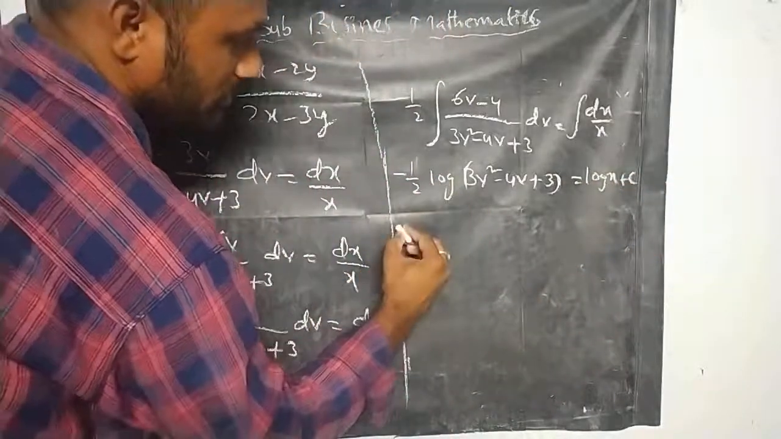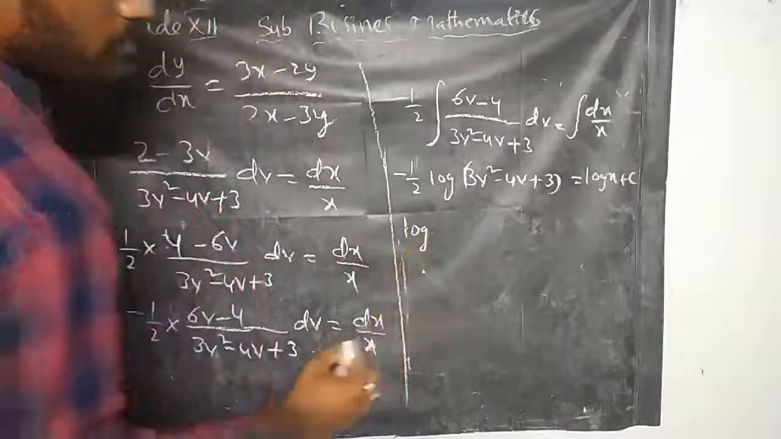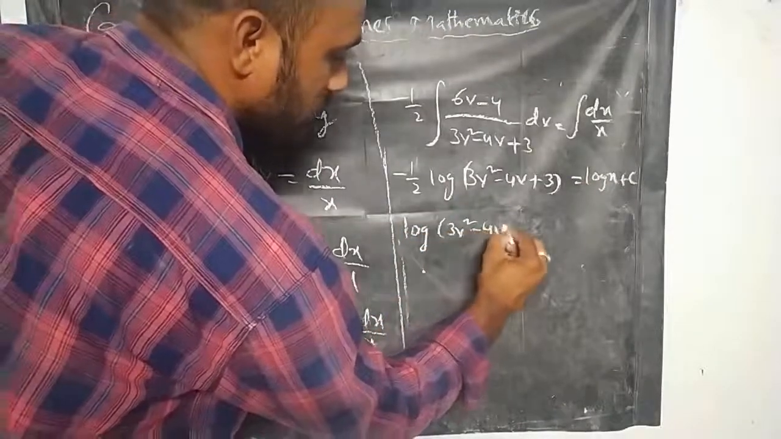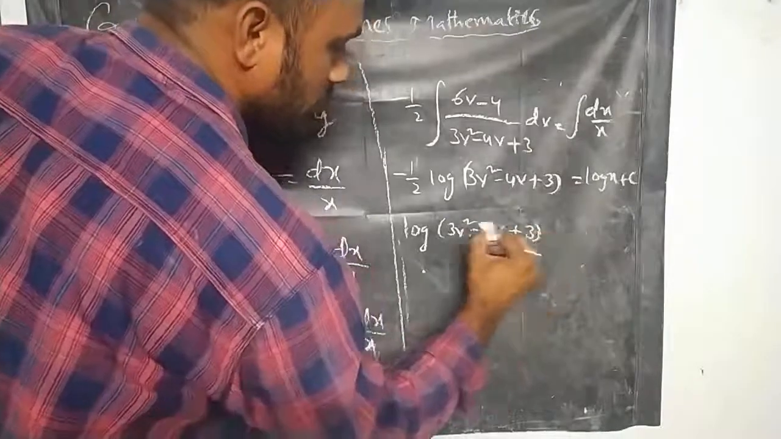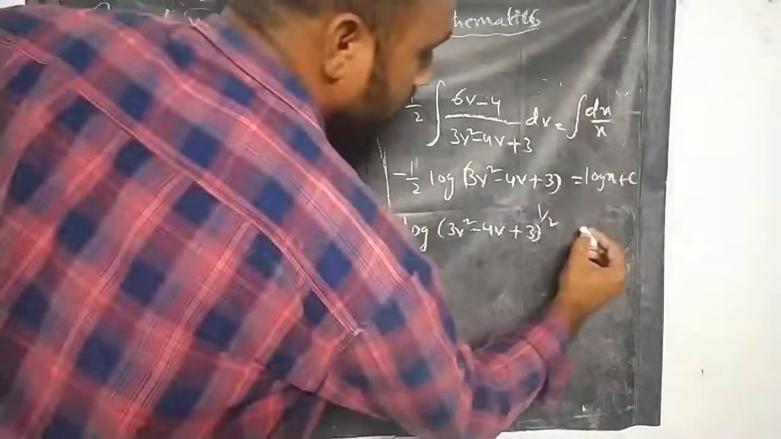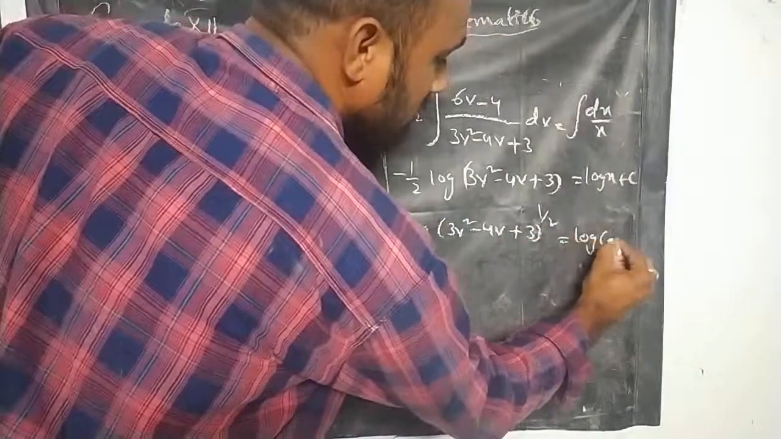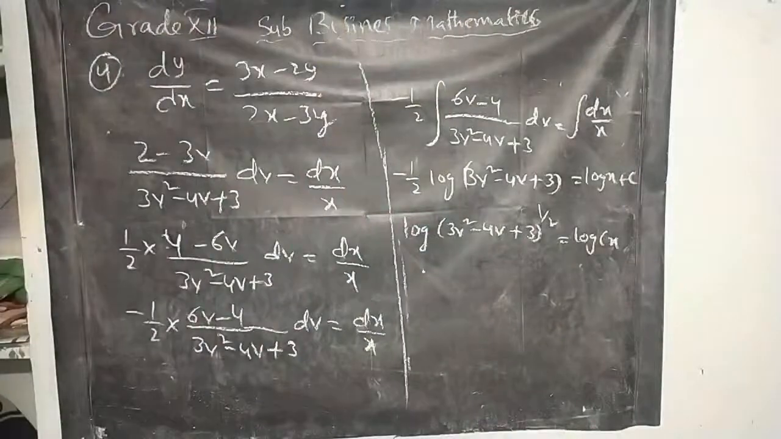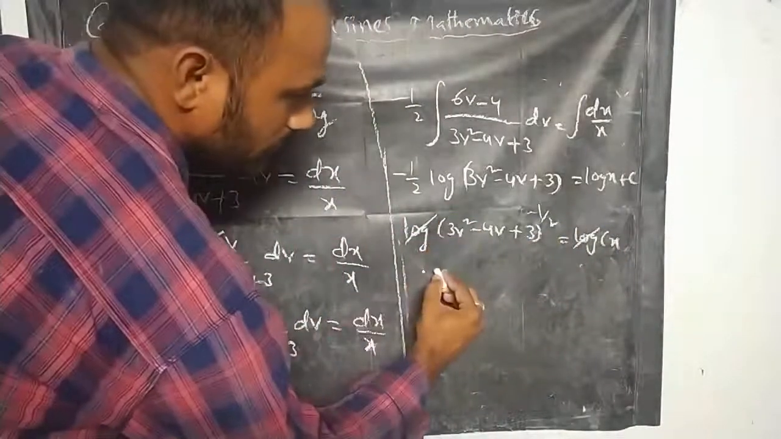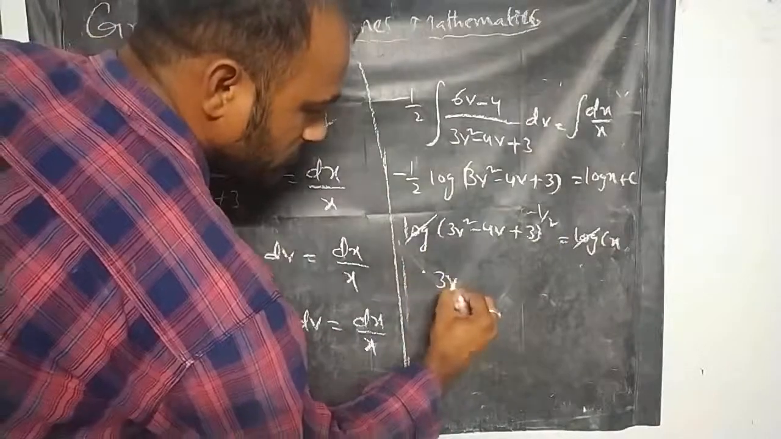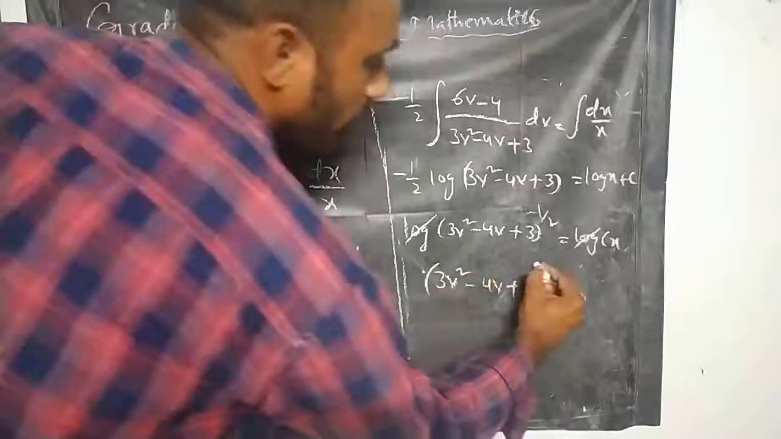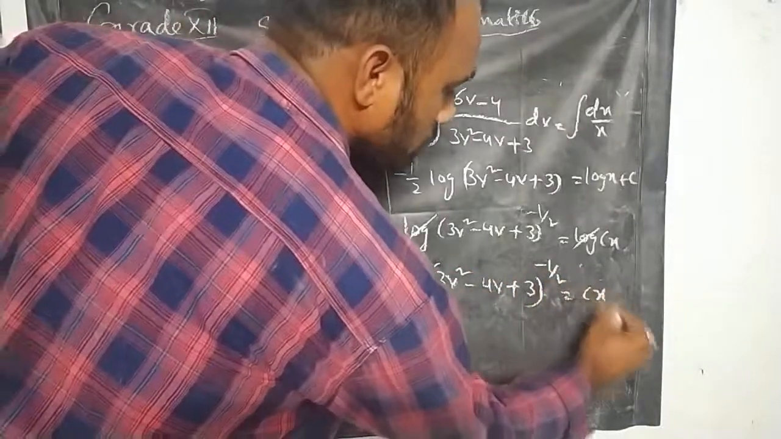So this can be written as log 3v square minus 4v plus 3 whole to the power of 1 by 2 is equals to log cx. So log gets cancelled. So 3v square minus 4v plus 3 whole to the power of minus 1 by 2 is equals to cx.